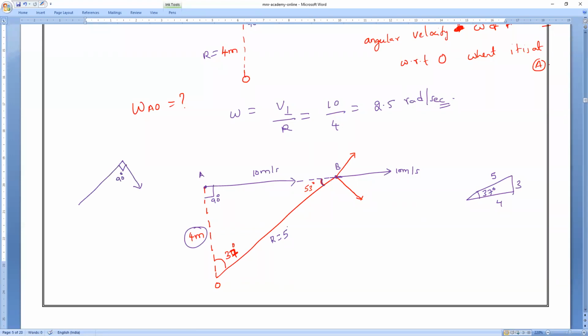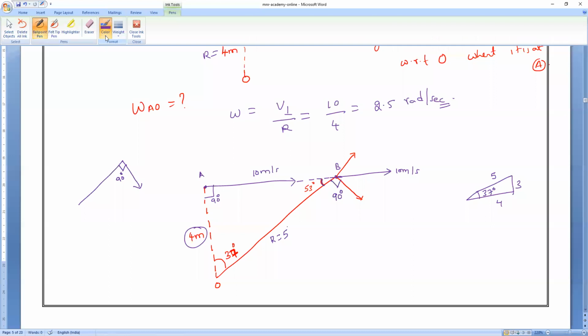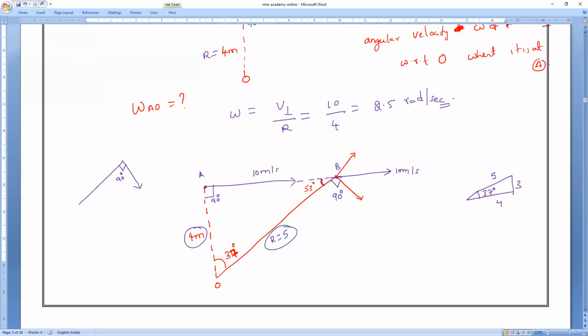Isra, how much is the angle here? 90, perpendicular, correct. I am drawing perpendicular to the R. 90 degrees. Understand? This is R, and R is going like this. Am I right or wrong? So for that perpendicular, this is the only one. Correct? Yes, this is 90. Then here, how much will it come?